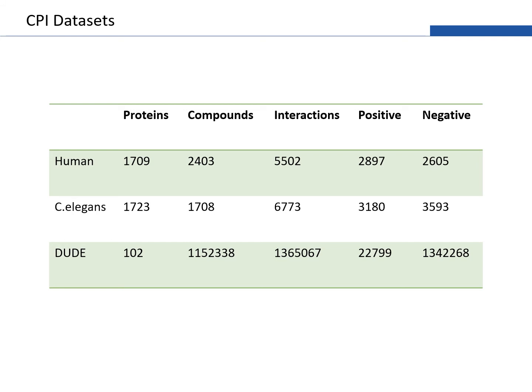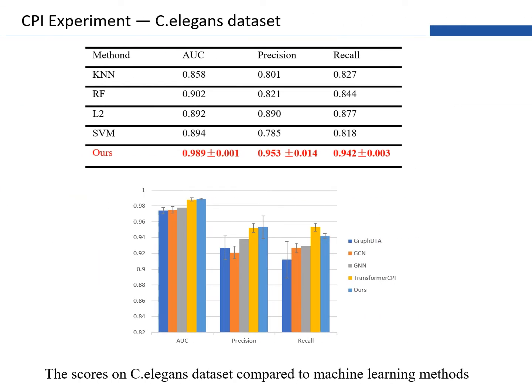We compare the performance of our model with machine learning methods on the test dataset. All the experiments were replicated 3 times, and the average and standard deviation scores are calculated across the 3 runs. In the slide, the results in the table are compared with traditional machine learning methods, and the results in the bar chart are compared with deep learning methods. The general evaluation criteria are adopted to evaluate the experimental results, including area under the ROC curve, precision, and recall.